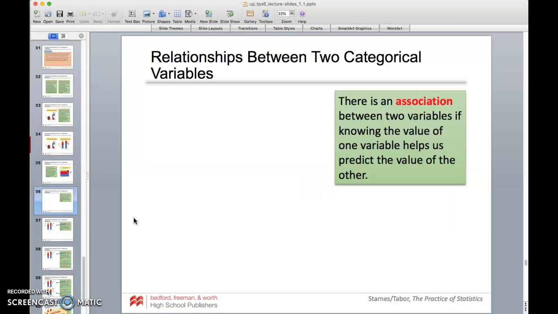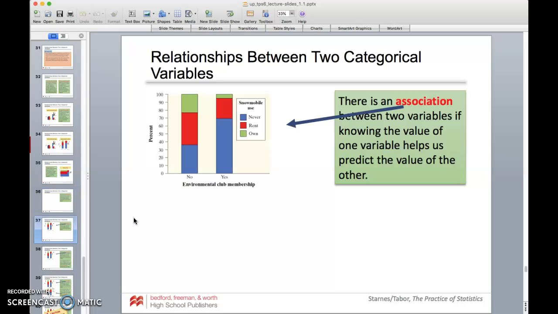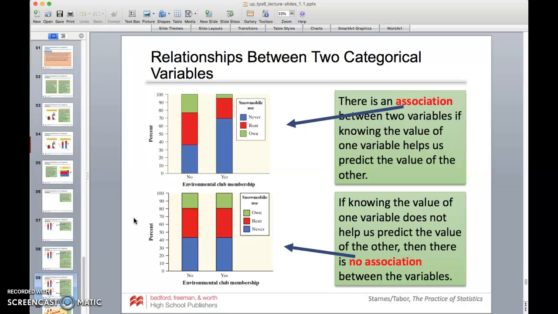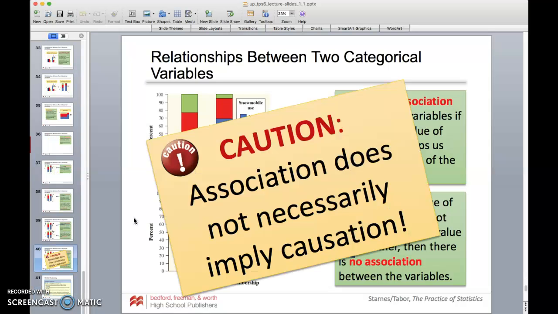But all right, so we want to talk about association. Now, there is an association between two variables if knowing the value of one variable helps us predict the value of the other, much like in a case like this. If we know one of the variables, we can use that to predict. Now, if there's no association, then knowing the value of one variable really doesn't help you predict the value of the other, and so you might see something like this. Okay, so I want to talk about that association as we look at those.